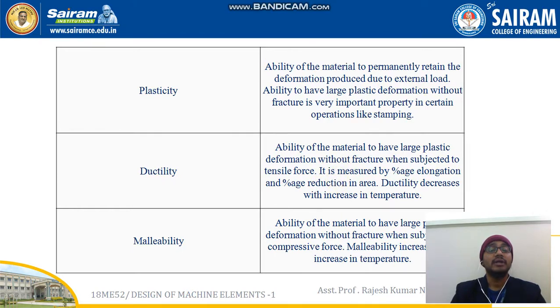And the next property is malleability, which is defined as the ability of your material to have large plastic deformation without fracture when subjected to compressive forces, and the malleability increases with the increase of temperature. In case of ductility, it decreases with the increase of temperature, but in case of malleability, it increases.